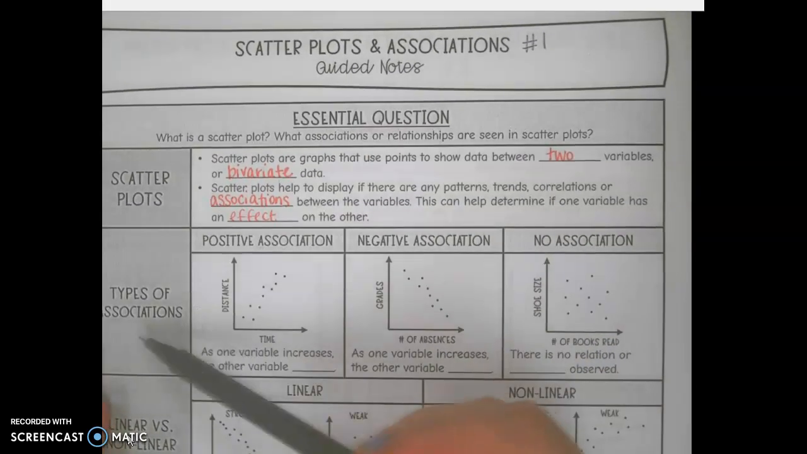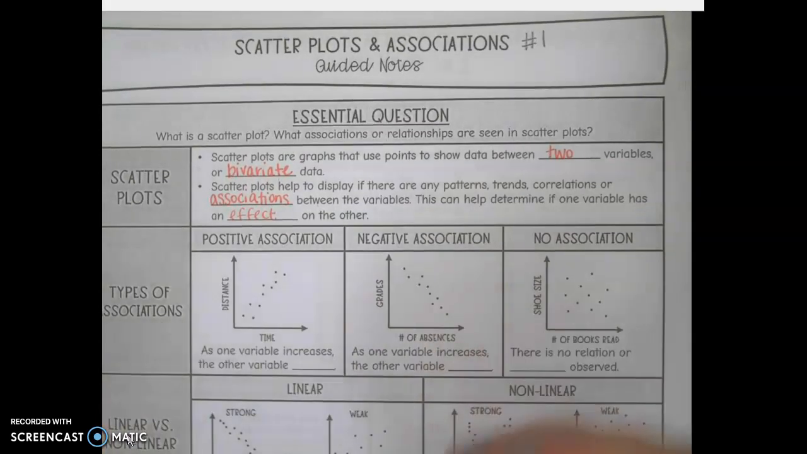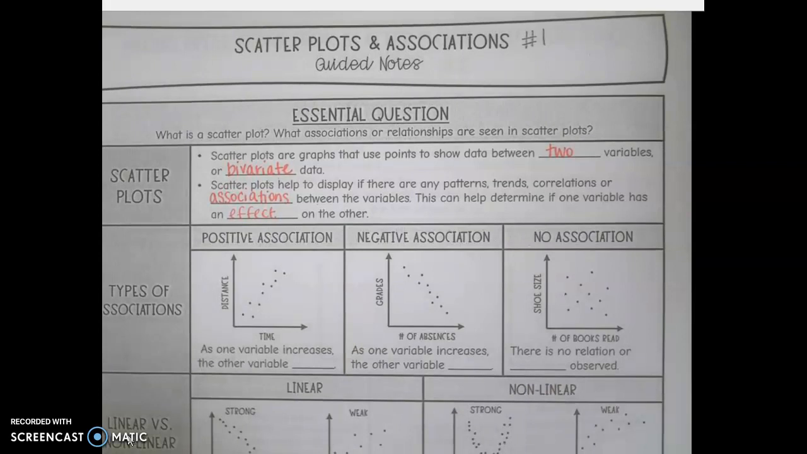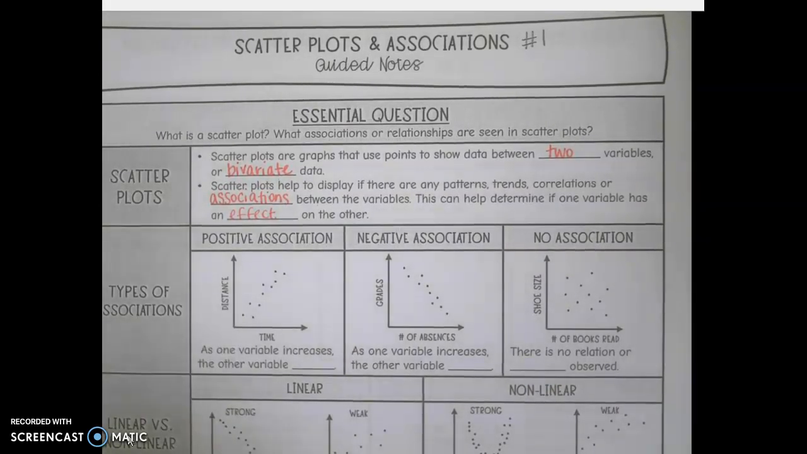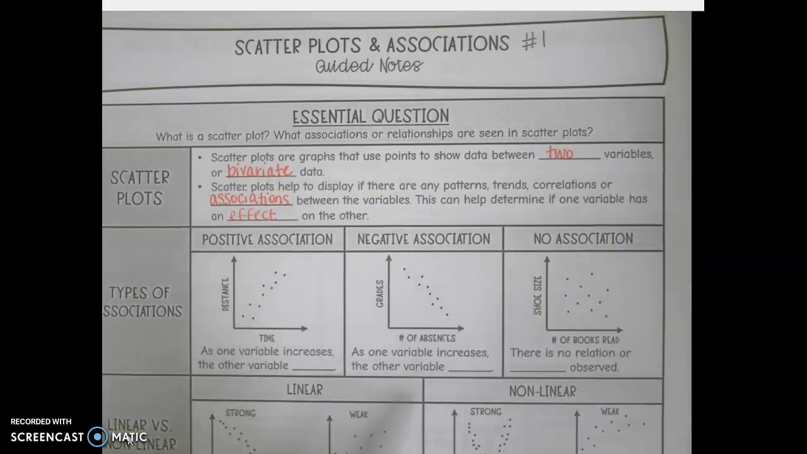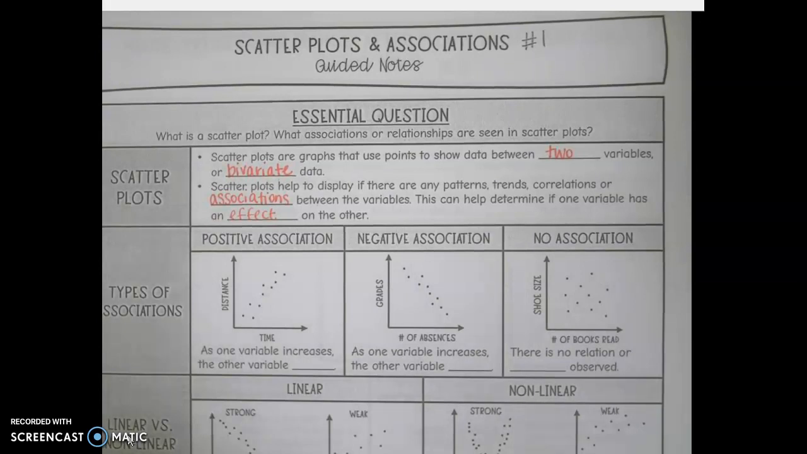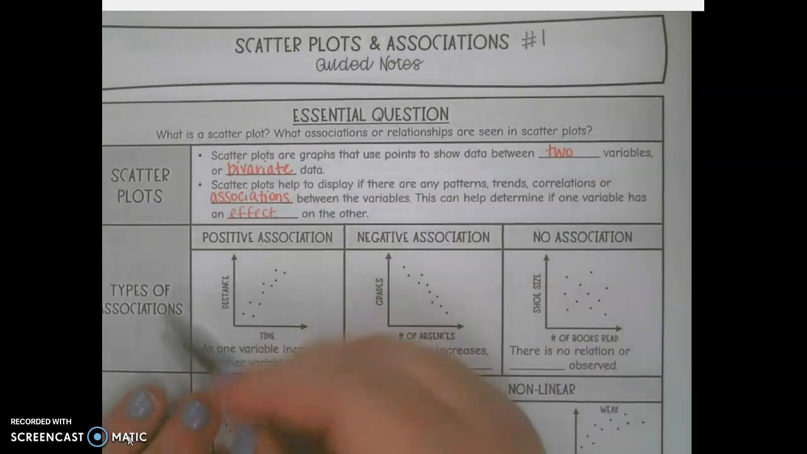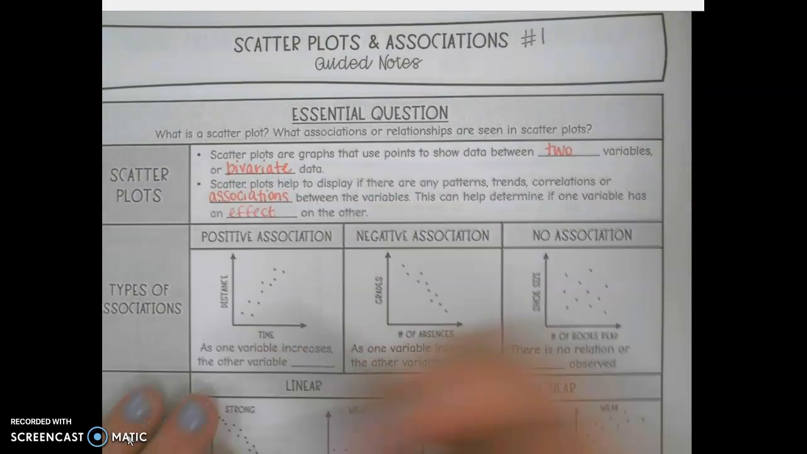So we do have different types of associations. We're going to use associations and correlations. They are very, very similar in meaning for 8th grade math. And so we will use those back and forth, association and correlation. They show up both in what we need to learn. So for our purposes, we're going to use them the same. So, types of associations or correlations.